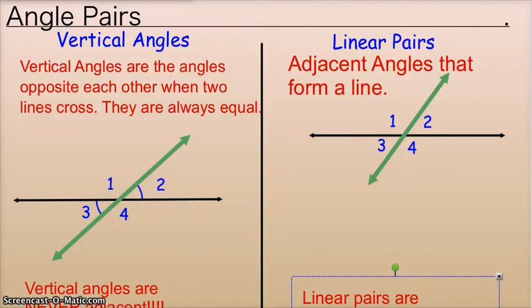Lastly, the final two, and these are used most often throughout the course, vertical angles and linear pairs. Vertical angles and linear pairs are both formed when two lines intersect. Look at that diagram. They are nearly identical. There's a black line and there is a green line that are crossing.